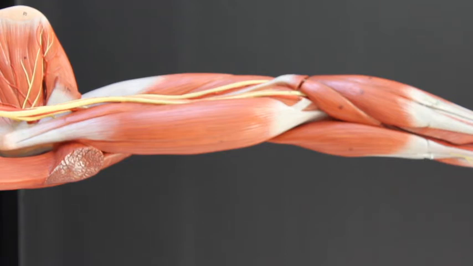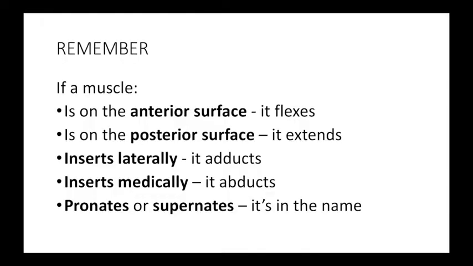When thinking of muscles of the lower arm, we have some rules that we can follow so as to work out the actions a little simpler. In working out actions of these muscles, remember these simple rules. If a muscle is on the anterior surface, it flexes. If it's on the posterior surface, it extends. If it inserts laterally, it abducts. If it inserts medially, it adducts. And if it pronates or supinates, it's in the name.